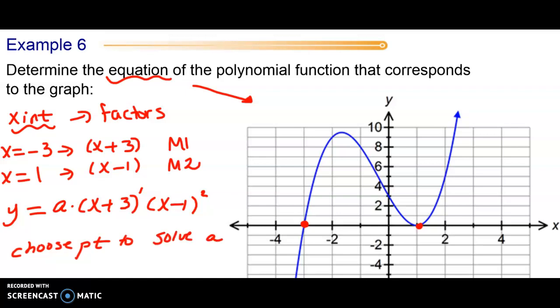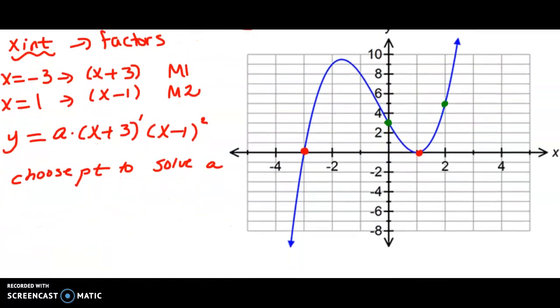Now you can use several points. You could use the y-intercept. You could use 2, 5, any point that's precise on the graph. So if I use 0, 3, I am choosing a value for x and y, and I'm going to sub that into my function to solve for a.